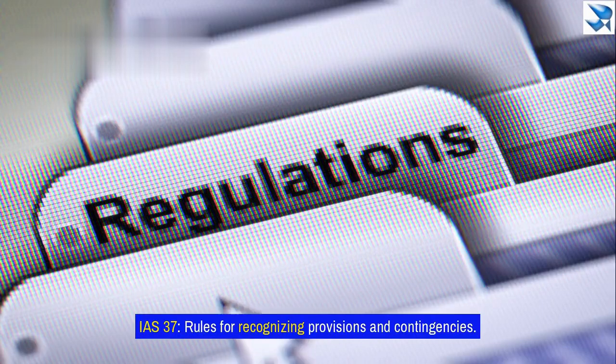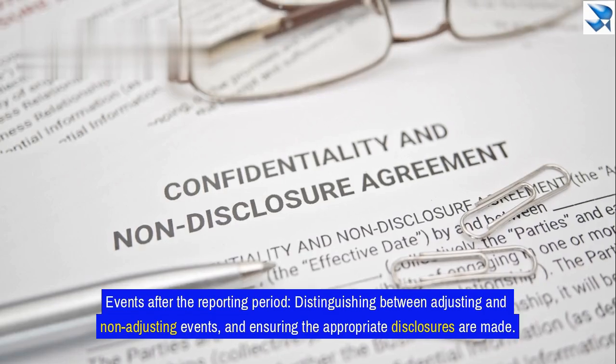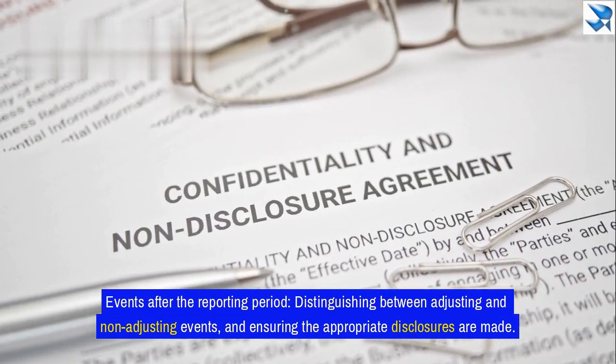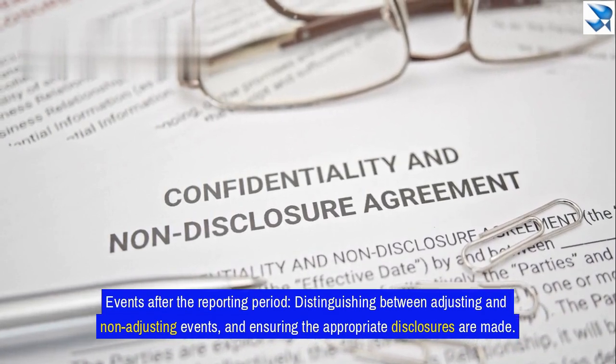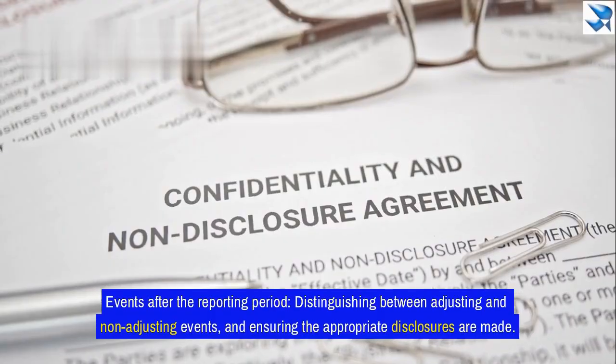IAS 37: rules for recognizing provisions and contingencies. Events after the reporting period: distinguishing between adjusting and non-adjusting events, and ensuring the appropriate disclosures are made.